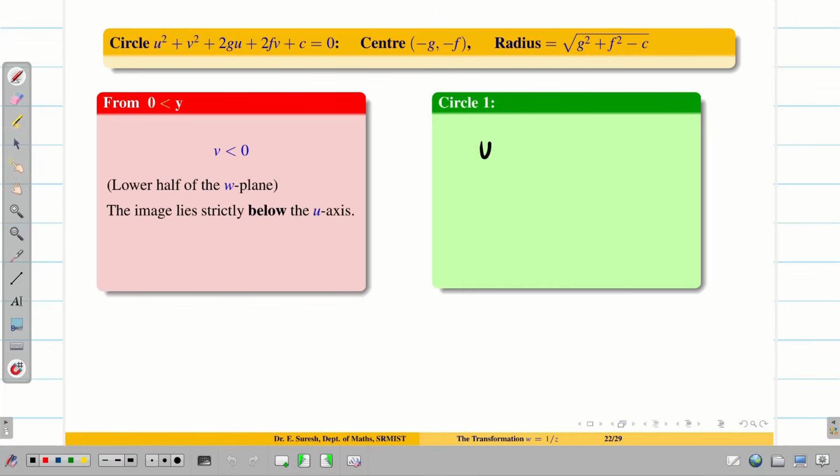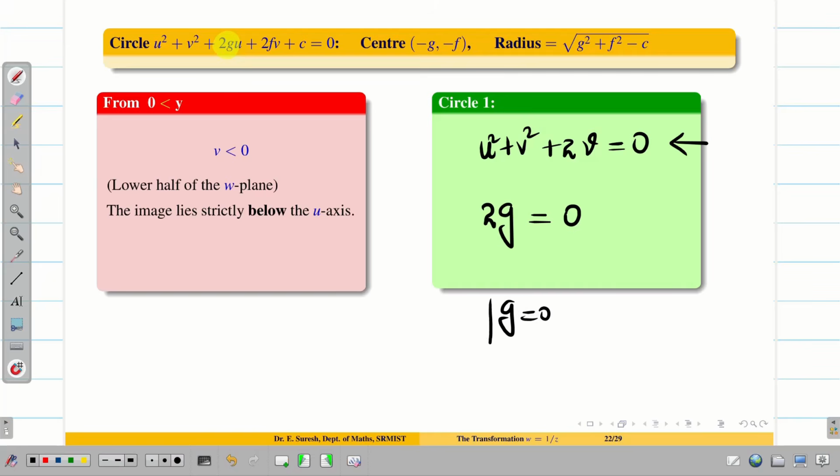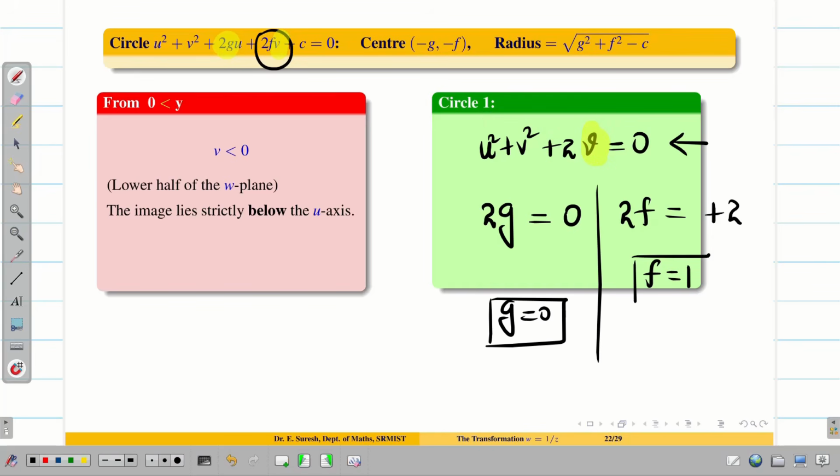Next, the circle u square plus v square plus 2v. Now see the general equation. The coefficient of u is 2g. But in my problem, there is no u term, so it is going to be 0. So I get g equal to 0. Next, in the general equation, we have 2f. 2f is equal to plus 2, because here also the coefficient is v and here we have v. So f equal to 1.